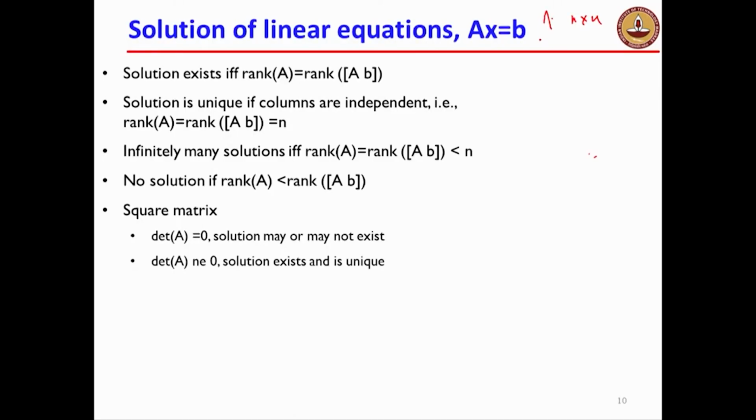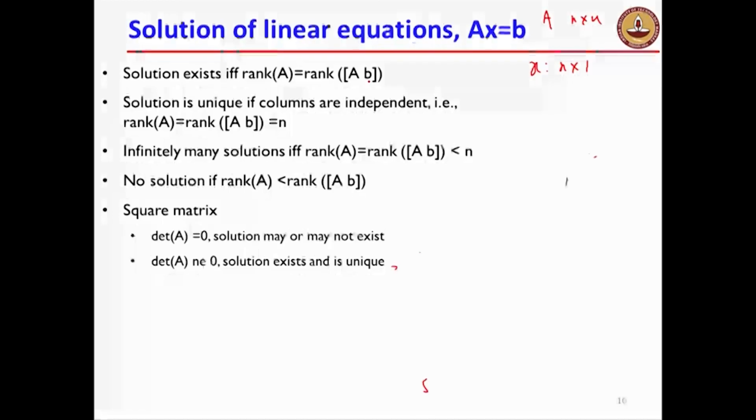So when you ask about the general case, when A is of size n cross n and x is n cross 1, I am asking you this question: when does there exist a solution? Obviously, if you look at the column picture, I am asking you, is there a linear combination of the columns of A which gives me my right hand side?